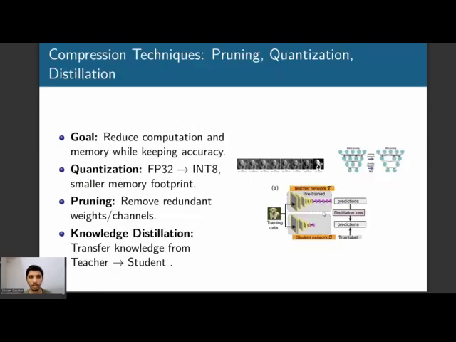Now, some common compression techniques that we use are pruning, quantization, and distillation. As Rudra mentioned, quantization and pruning. Quantization is basically using lower precision for weights. For example, we use 8-bit integers instead of 32-bit floating points, hence reducing our memory footprint. Pruning is removing the redundant weights or channels, and knowledge distillation is where we have a pre-trained teacher model which we use to train a smaller student model.